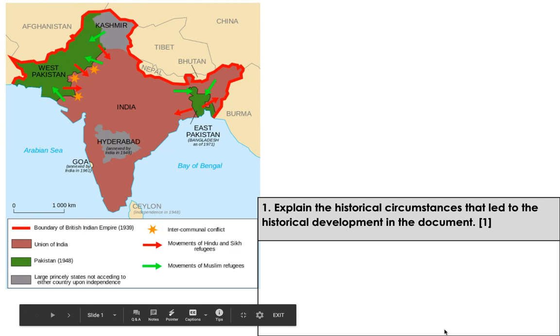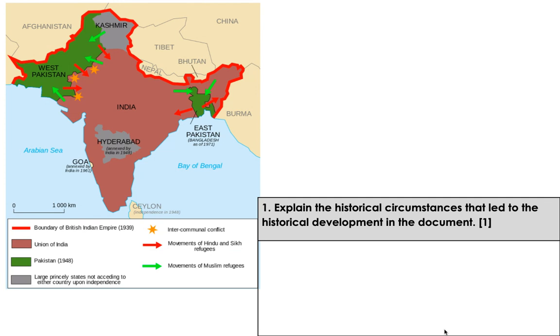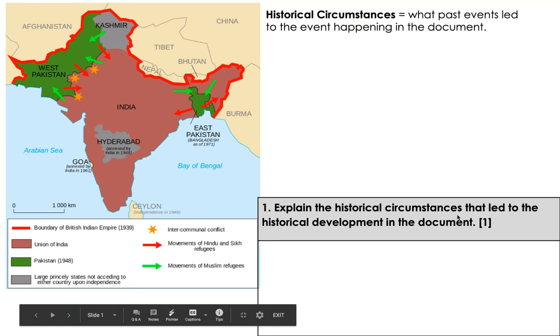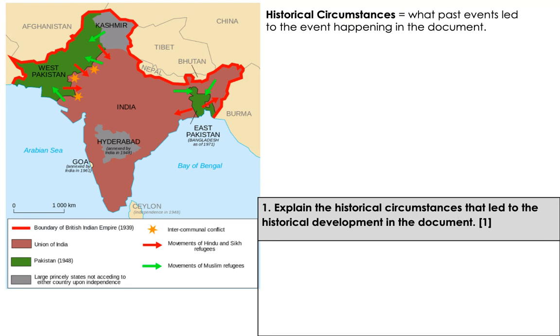So this is just to help you out with your CRQs if you're struggling. So the first thing we need to do is read the question, right? Explain the historical circumstance that led to the historical development that occurred in this document. First thing we need to do is figure out what does historical circumstances mean, right? So historical circumstances, if you guys don't remember, is what past events led to the events happening in this document.